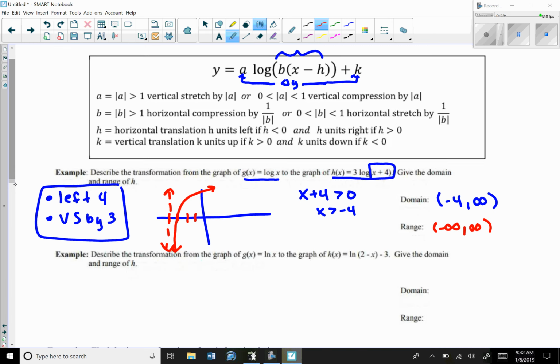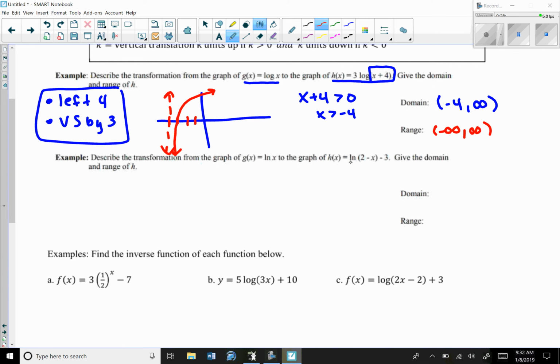So let's go ahead and look at the next one. For the next one, you have to be careful because notice what's inside the natural log, in this case, is not written in order, so I would actually rewrite that. So we have y is equal to the natural log of -x plus 2, minus 3. And then, of course, remember, you always want to factor out your b value, so y is equal to the natural log of -1 times (x minus 2), minus 3.